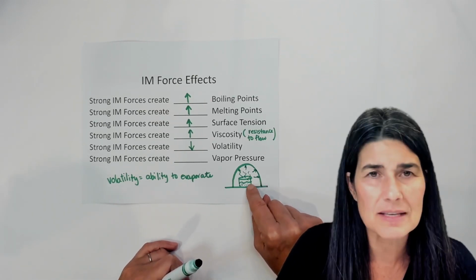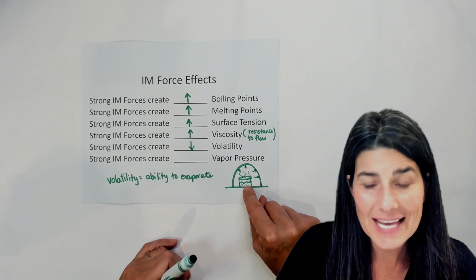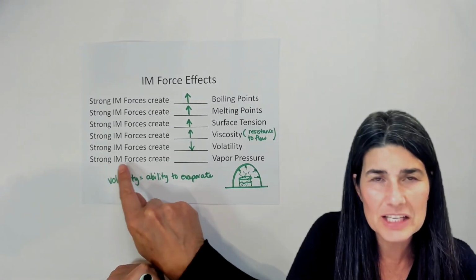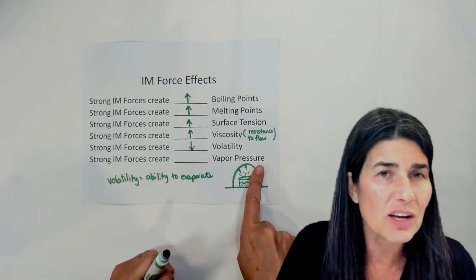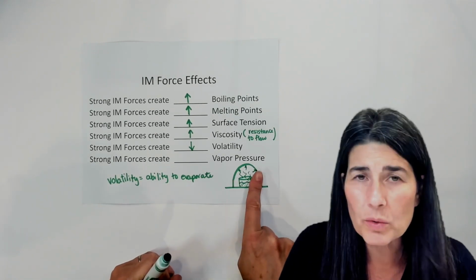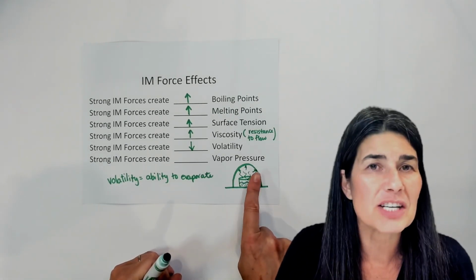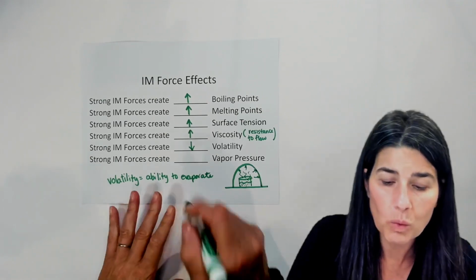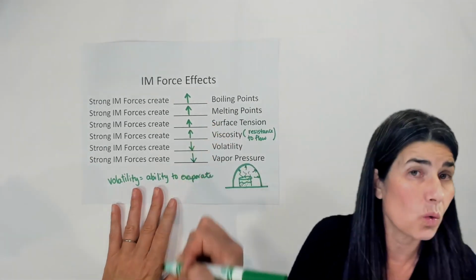Well, what if this substance doesn't evaporate at all? If it's held together very, very strongly, it's not going to evaporate. We won't have a lot of vapor, and the pressure, the vapor pressure, will be very, very low in that case.